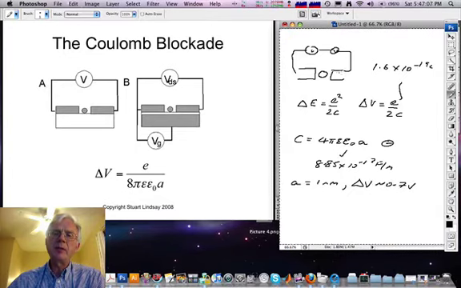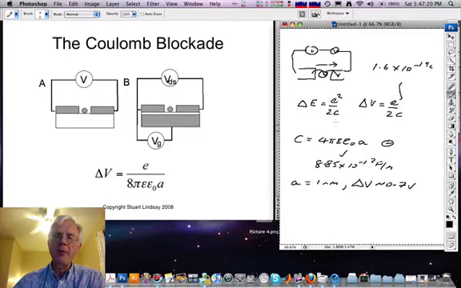Now, if the spacing between these electrodes is such that the direct tunneling current is very small, so that an electron is required to tunnel from here to here and then from here to here, this process cannot happen unless the applied voltage exceeds 0.7 volts for a 1 nanometer particle. Why? Because the energy is not available to charge the particle.